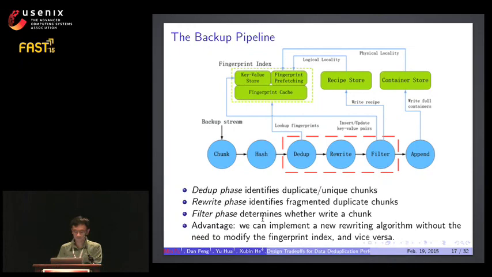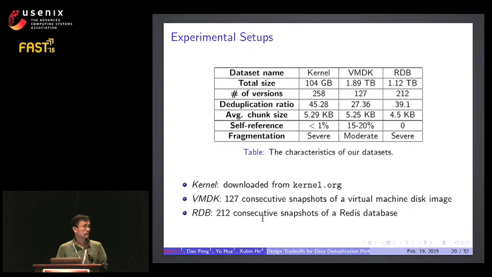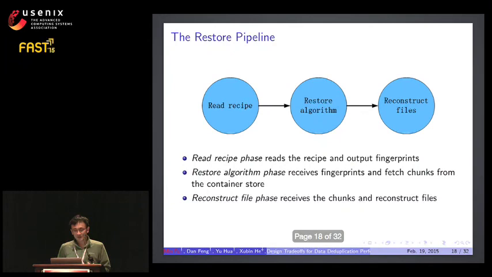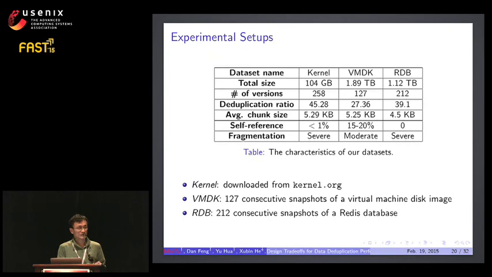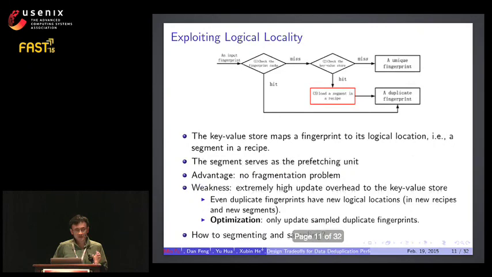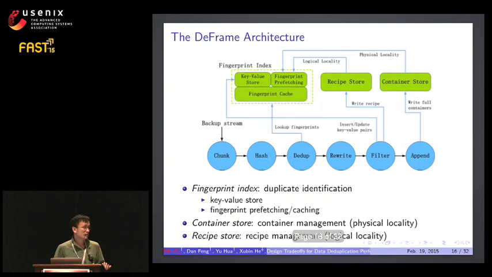Okay, thanks. Regarding the first question, our datasets are commonly used in previous work. Regarding the second question, in the evaluation we use the same chunk size in all these datasets and to evaluate all solutions. You claim you can decrease the chunk size in some kinds of fingerprint indexes. Reducing the chunk size potentially can improve the deduplication ratio, but it increases the overhead of the recipe. It's a trade-off.